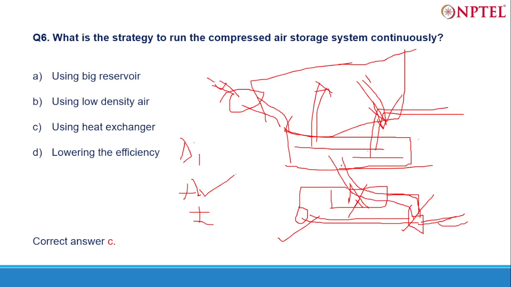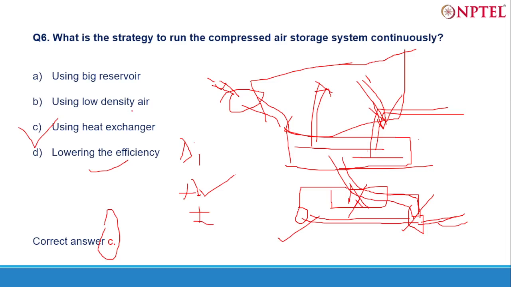So for a long-term strategy for working continuously, we have to take this heat out. And how do we take this heat out? We utilize heat exchangers. Okay, so the correct answer is C. We don't need to lower the efficiency. Why should we lower the efficiency? The efficiency is always, even a 2% increase in efficiency is a very big increase.